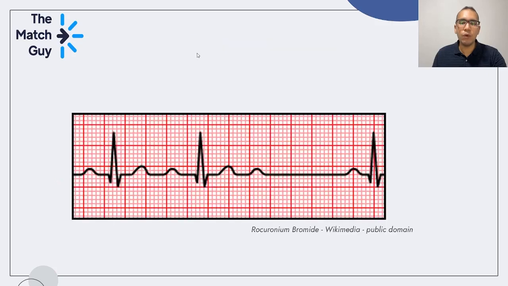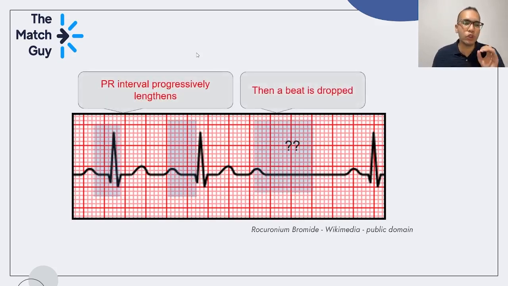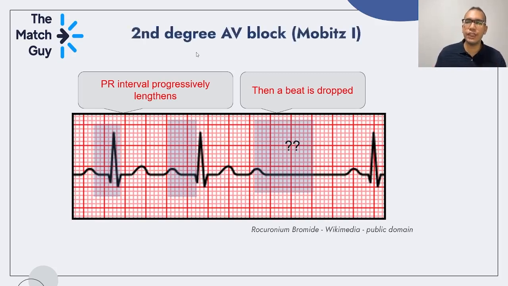Okay. Now let's look at the next ECG. What about this? Focus on the PR interval again. Tell me, does it stay the same or does it change from one beat to another? Go ahead and pause the video if you need to look at it. But you will see that the PR interval keeps getting longer until finally one P wave is dropped, or sorry, one QRS complex is dropped. And then after that, the cycle will reset and repeat. So a progressive prolongation in the PR interval followed by a dropped QRS. What is this? This is Mobitz type 1 second degree AV block.